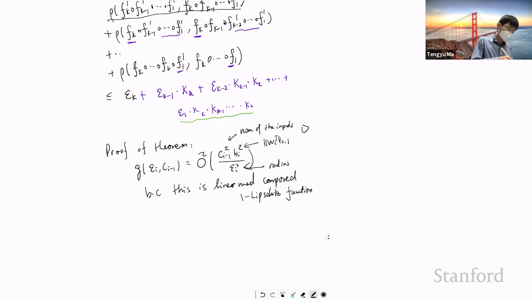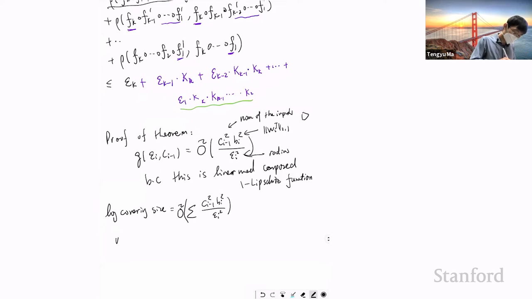Basically you have two quantities. One is the log covering size, which is the sum of c m-1 squared b i squared over epsilon i squared. And also you have another thing, which is the radius, which is the sum of epsilon i times kappa i+1 up to kappa r, with i from 1 to r.